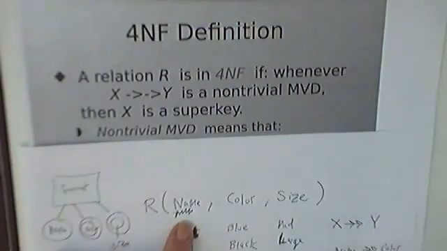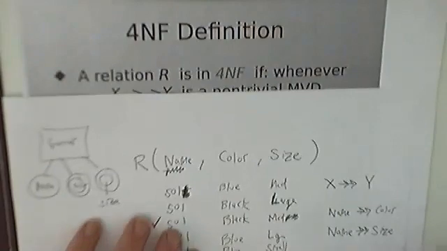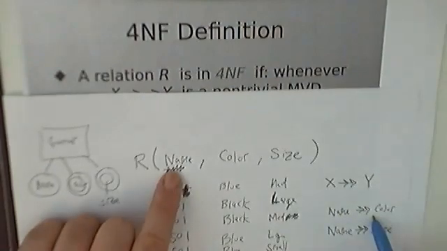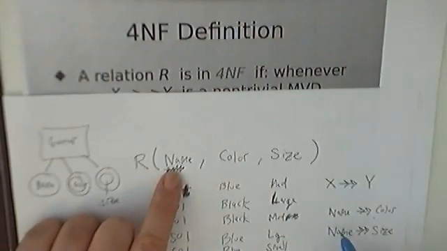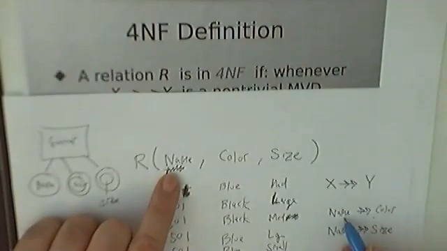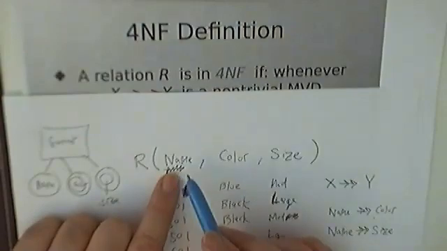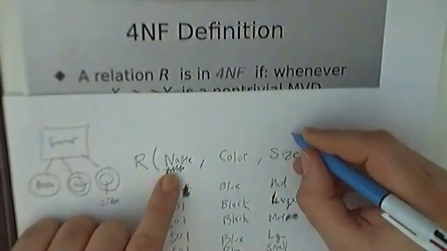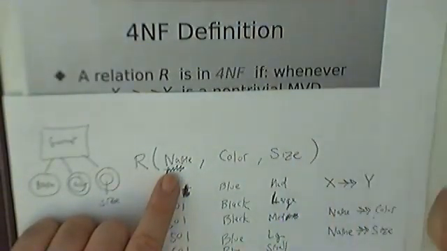Well, it has name →→ color that applies over it. That's not a trivial multi-value dependency. And then the question is, is name a superkey of this relation? And the answer is that name is not a superkey of this relation. So this relation is not in 4NF.